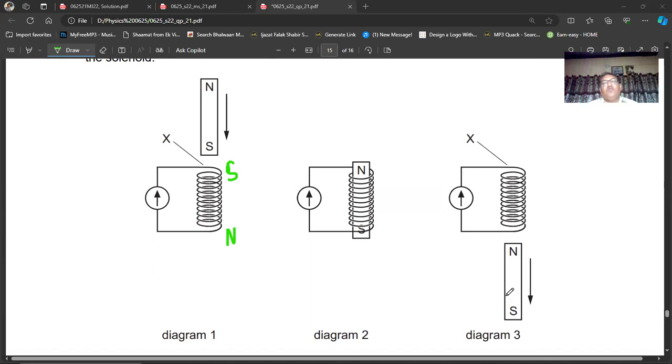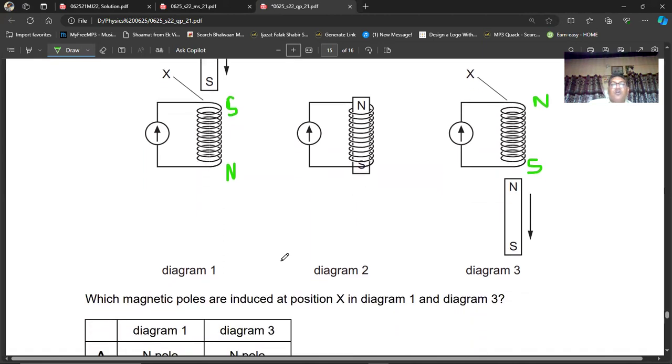So according to Lenz's law, when the south pole of this magnet approaches the top end of this coil, a south pole is formed there to oppose this motion. Okay, so now in diagram number 3, a north pole which is facing the lower end of this coil is going away. To oppose this motion, a south pole will be here. So obviously on the top we will have a north pole. So in diagram 1, at the point X you will have a south pole, and in diagram number 3 at the point X you will have a north pole.